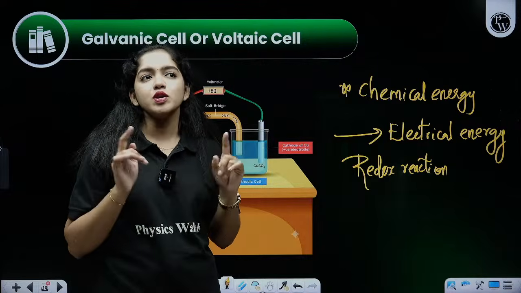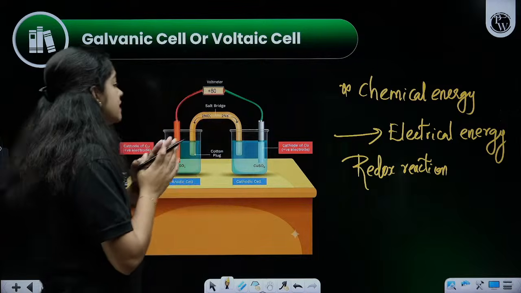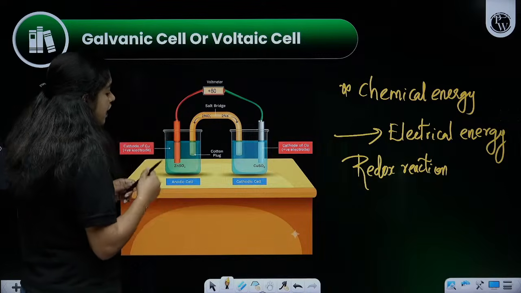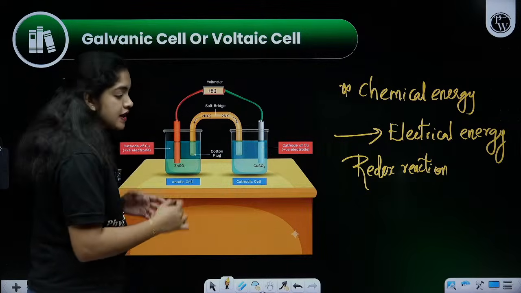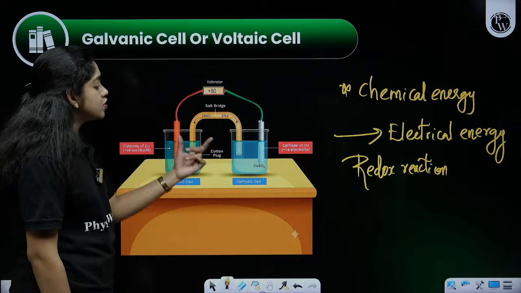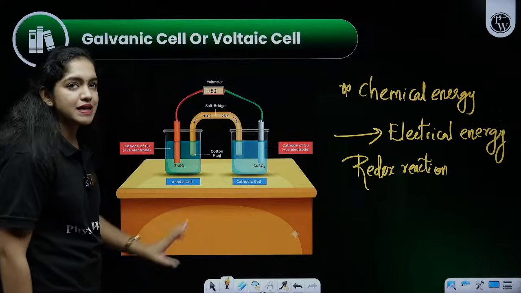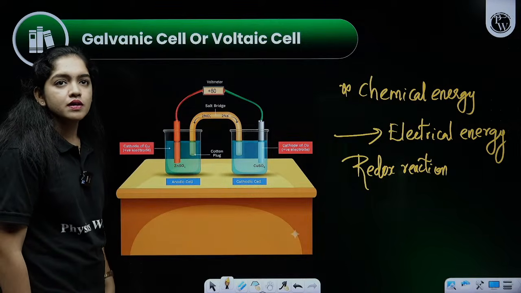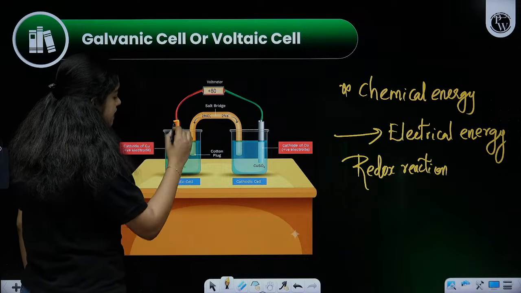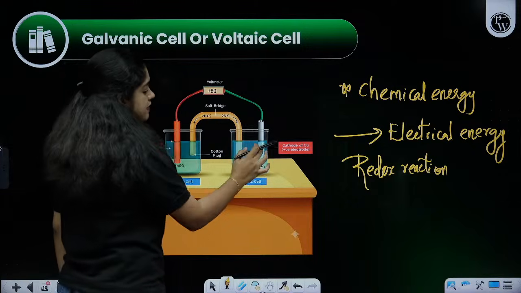We are going to learn about the construction. That is very, very important. So look at the picture. Here we took two beakers. One beaker is filled with zinc sulfate and the other beaker is filled with copper sulfate, two solutions. In the two beakers, two metal rods are placed. This is a metal rod. Two metal rods are dipped in the solution, here one and the next one.